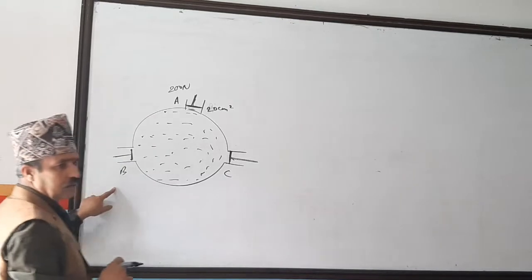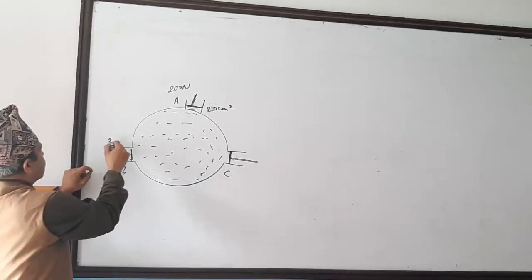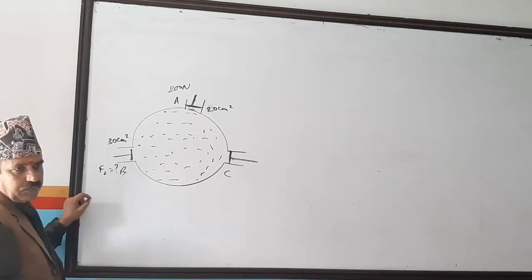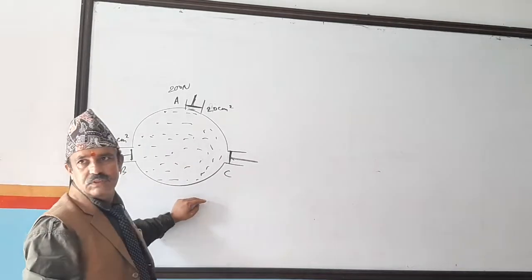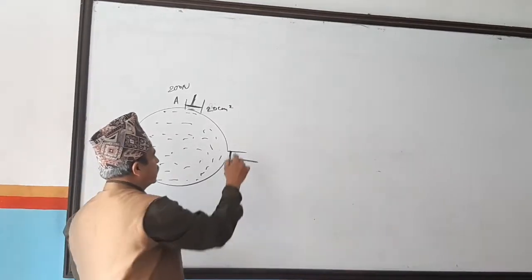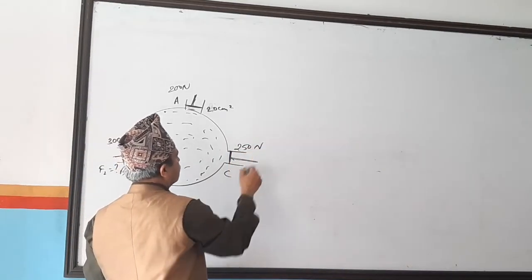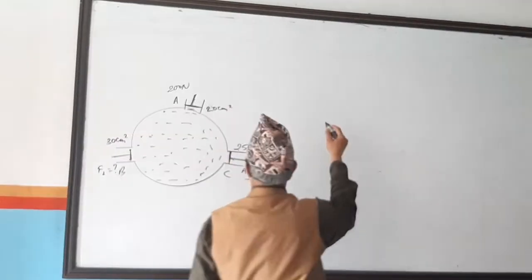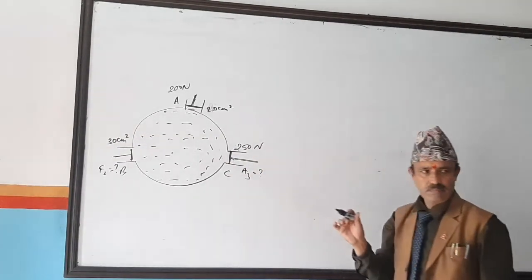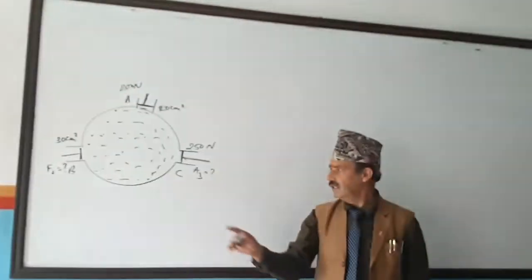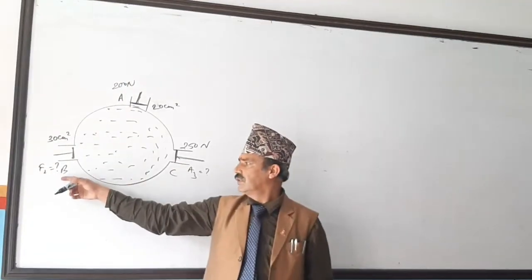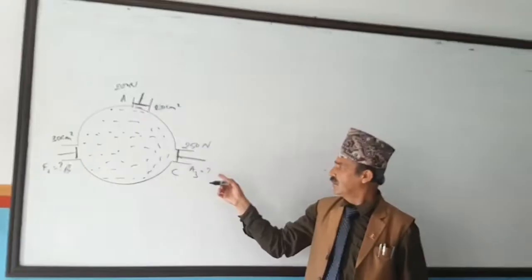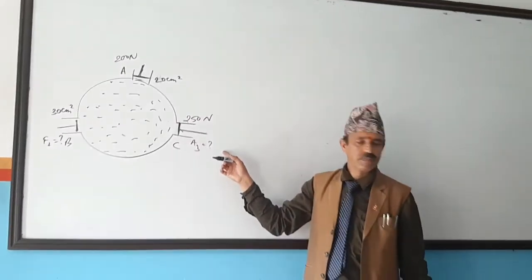Let's go to B. 40 centimeters, 30 cm square. F2 equals what? We don't know, right? C: 250 Newton. And A3, the area, we don't know, right? Solution. What does the question say? We have to find out the force in piston B and the area of piston C.